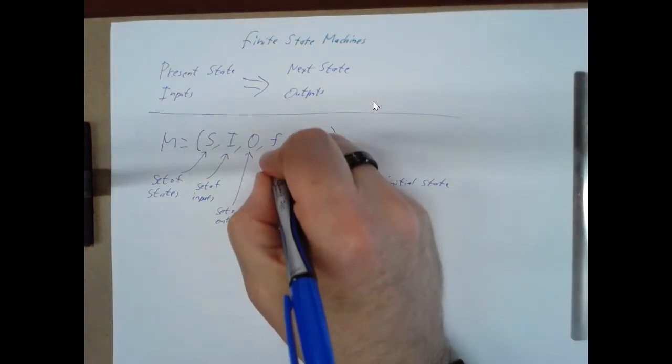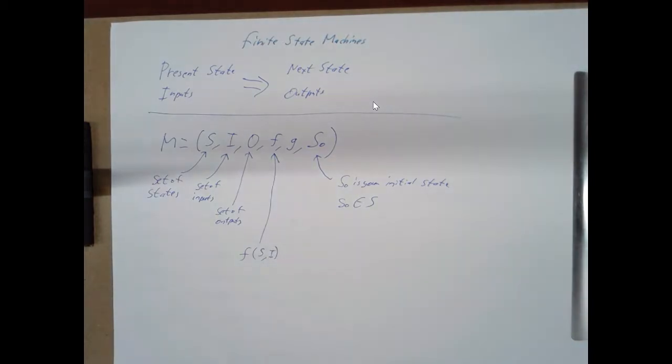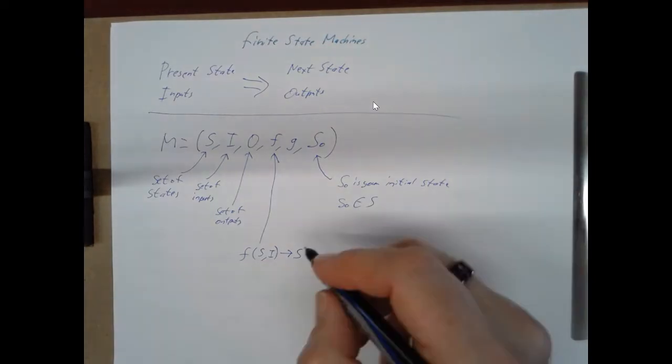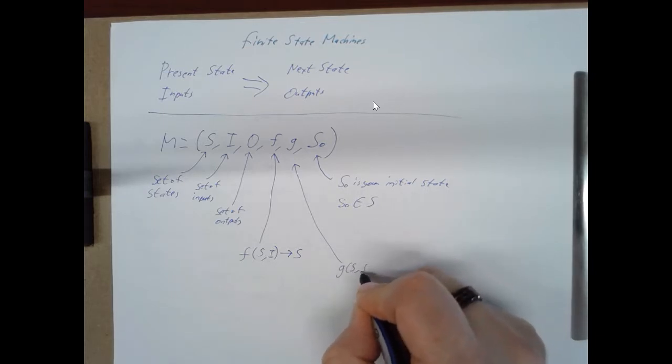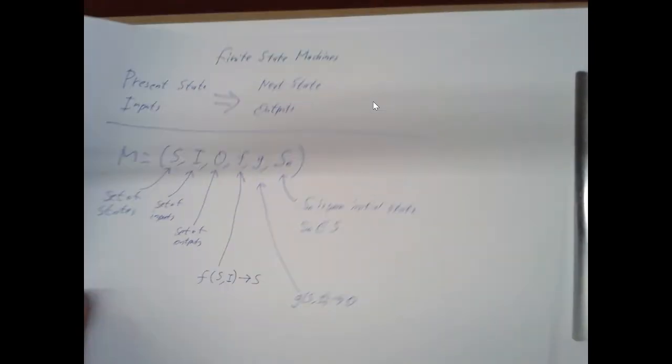And then F takes a state and an input and gives you a new state. So that's your state transition function. And G takes a state and an input and gives you an output. But that's just mathematical formalism. So let's have fun with this instead.